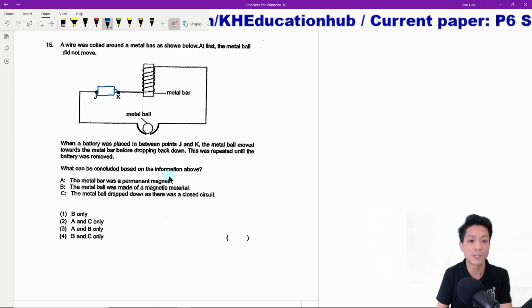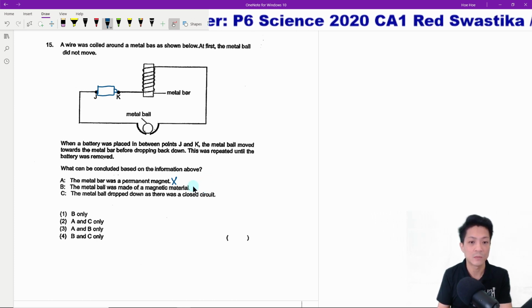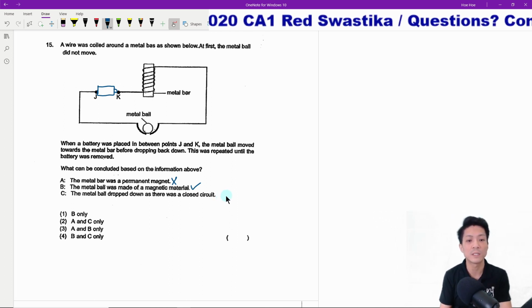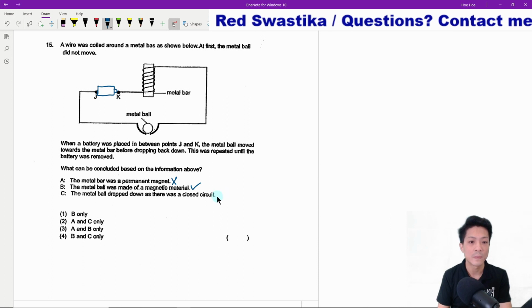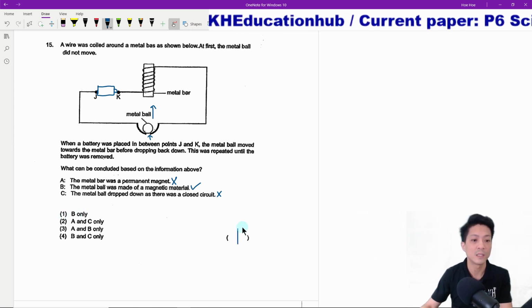The metal bar was a permanent magnet. No, because if it is a permanent magnet, it would have attracted the metal ball straight away. The metal ball was made of a magnetic material. Yes, definitely. If not, it would not be attracted by the metal bar. The metal ball dropped down as there was a closed circuit. No. Okay, the reason why the metal ball dropped down is because there is an open circuit over here, created when the metal ball is attracted towards the metal bar, leaving a gap over here. So the only info that we can conclude is B. Okay, number 1.